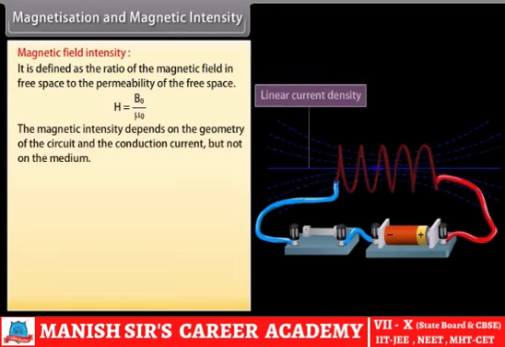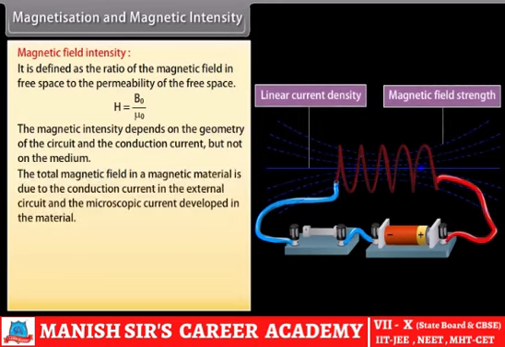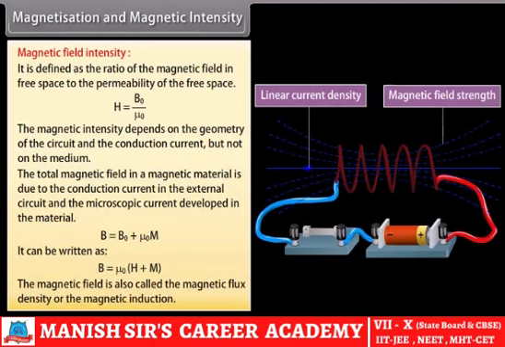The magnetic intensity depends on the geometry of the circuit and the conduction current, but not on the medium. The total magnetic field in a magnetic material is due to the conduction current in the external circuit and the microscopic current developed in the material. B is equal to B naught plus mu naught M. It can also be written as B is equal to mu naught multiplied by H plus M. The magnetic field is also called the magnetic flux density or the magnetic induction.